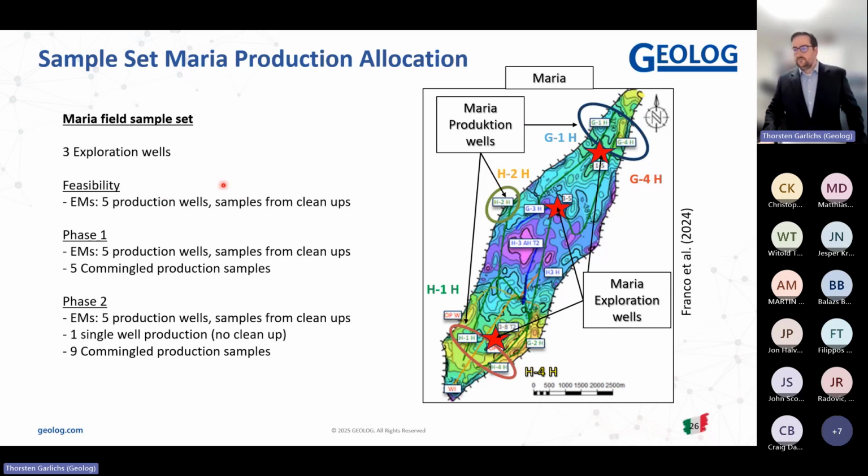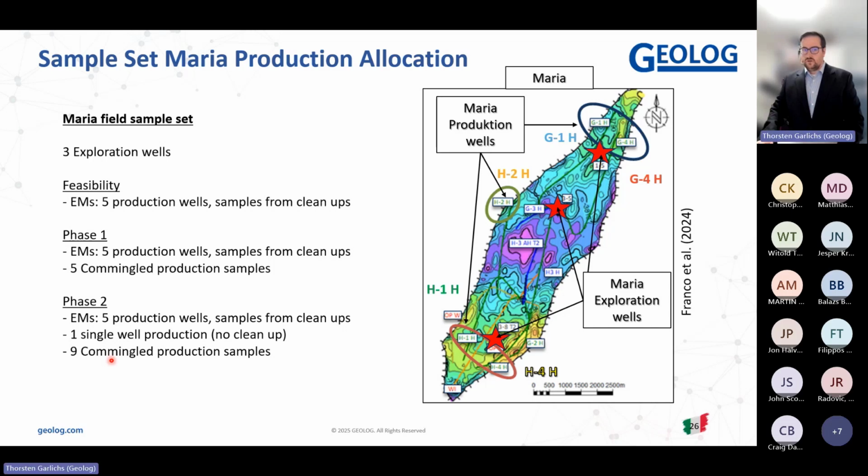This was the feasibility, and then in phase 1, we added to the feasibility sample set 5 commingled production samples. In the last phase, there were again 5 production samples. Here we had cleanups. This is the main difference to the new sample. The new sample was not cleaned up after drilling, so we had a single well production, and we needed to look where the single well production for the new well is. At the end, we compared the end members with 9 commingled samples.